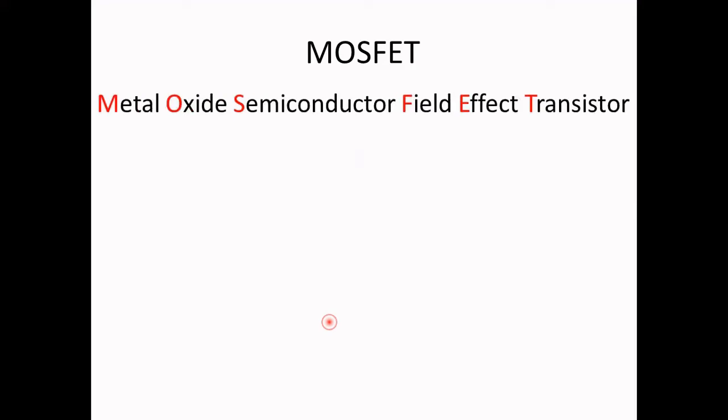Today's topic is MOSFET, where we'll see the working of the MOSFET, different types of MOSFET, and so on. Before going to the MOSFET, the full form of MOSFET is metal oxide semiconductor field effect transistor. First we'll see what MOS is; later we'll come to the field effect transistor.